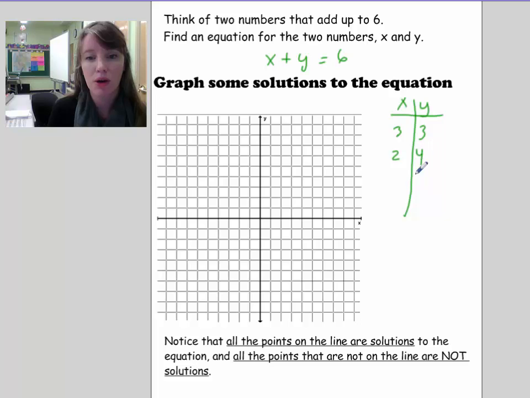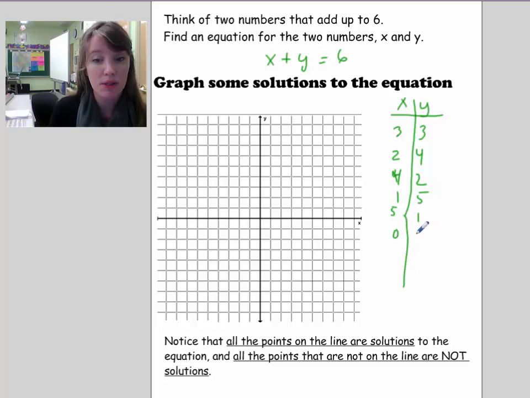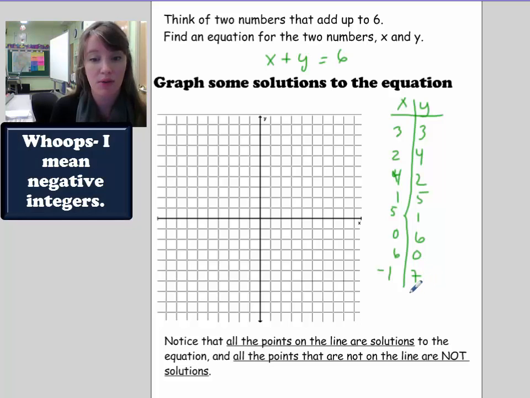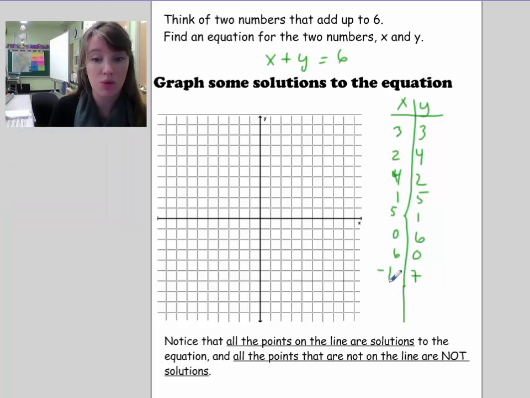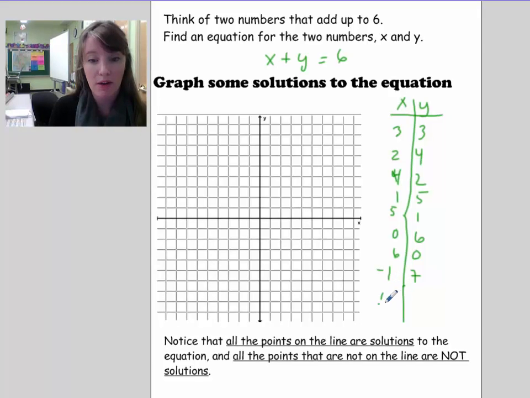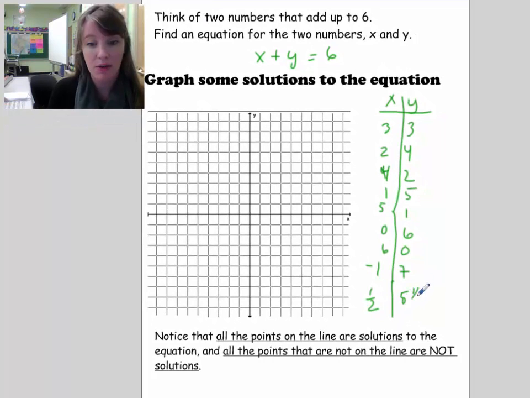I could do 2 and 4, and 4 and 2. I could do 1 and 5, and 5 and 1. I could do 0 and 6, and 6 and 0. I don't even have to stick to the positive whole numbers. I can go to the integers: -1, and this would have to be 7. I don't even have to stick to the integers. I can go into the rational numbers, or fractions, because some rational numbers are also integers. So I could say 1/2, and this would be 5½. There's an infinite amount of numbers that would work in this case.